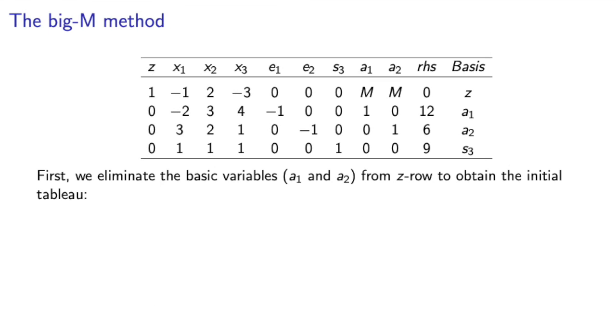Okay. First, we need to get rid of the artificial variables in the objective in order to get an appropriate initial tableau. Remember, no basic variables in the objective. Yes. Non-basic variables only. We need to multiply row 1 and row 2 by negative M and add both resulting rows to row 0 in order to get rid of the artificial variables in the objective.